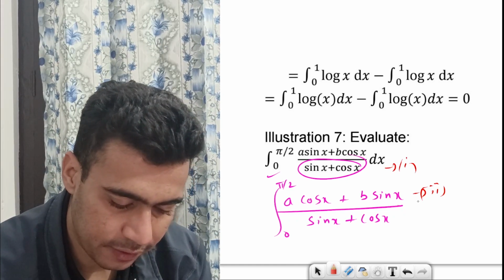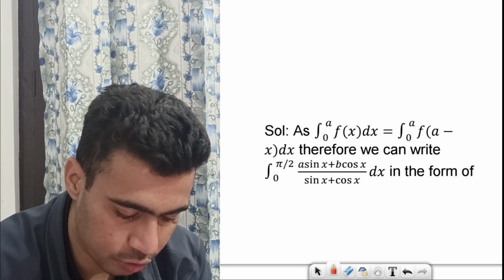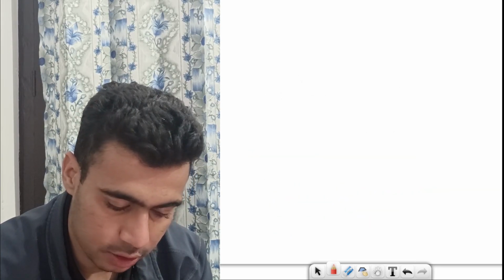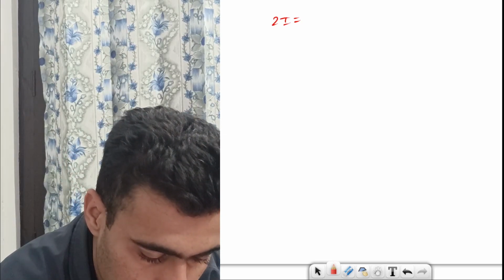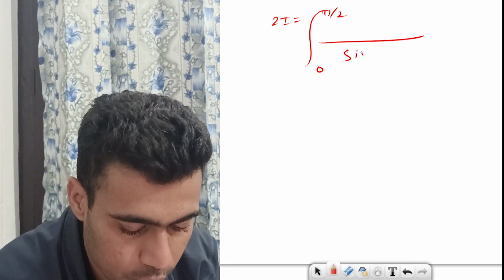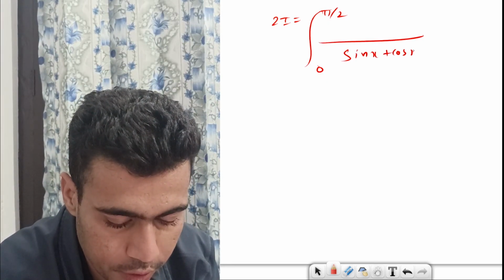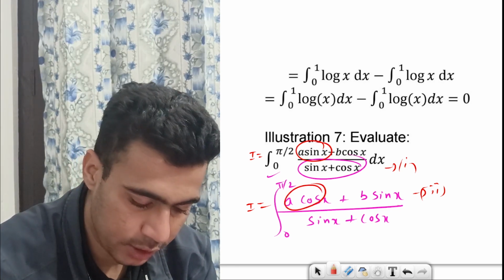Okay, now let's come to this again. See, if I call this equation 1 and equation 2, both are actually your integral I, which you want to find. On the left hand side you will get 2I, and on the right hand side you will have the integration from 0 to pi by 2, your denominator you already know, that is sin x plus cos x, and your numerator becomes what? Now try to analyze here.